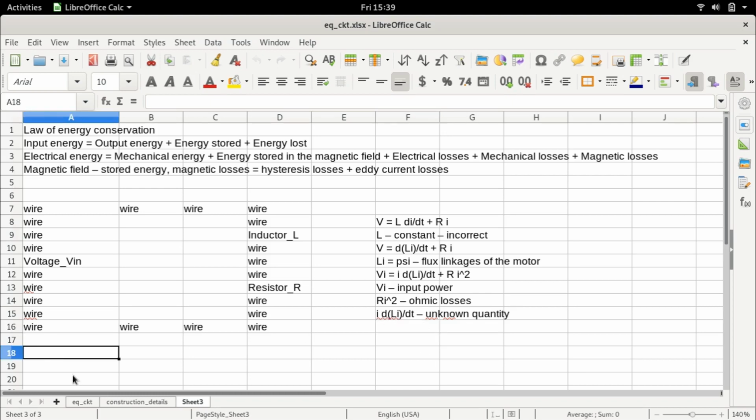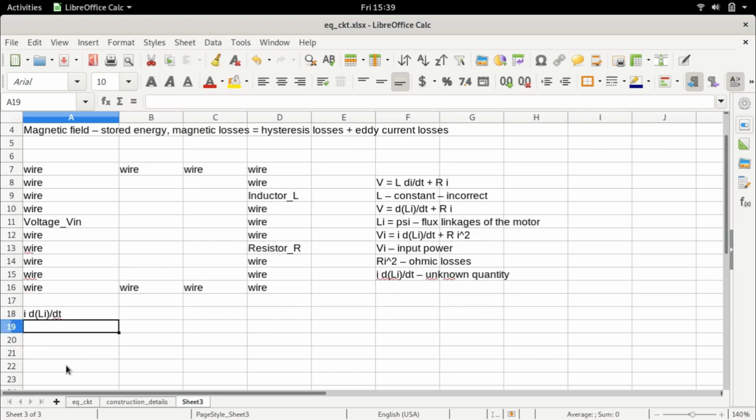So let's say, for example, let me write this equation again, that is I into d(L into I) divided by dt. Okay, that's better. So now we have this expression here.